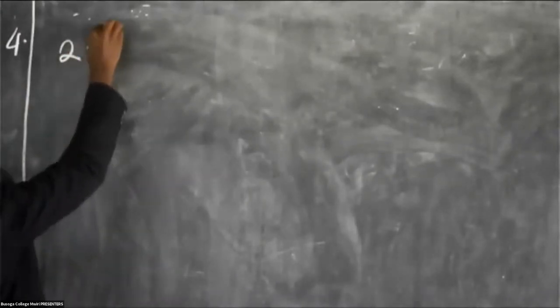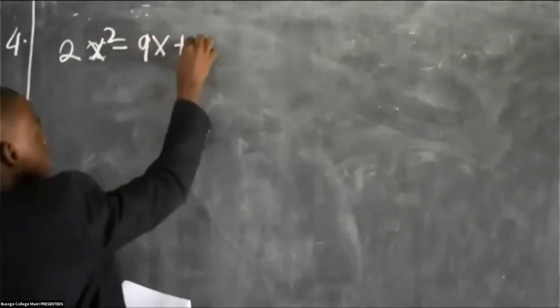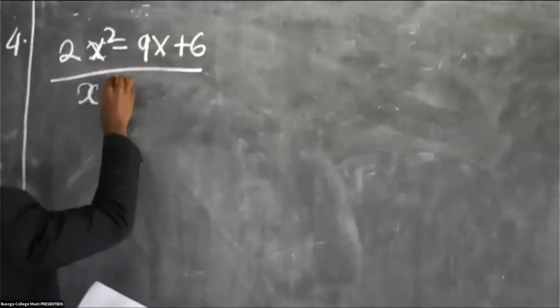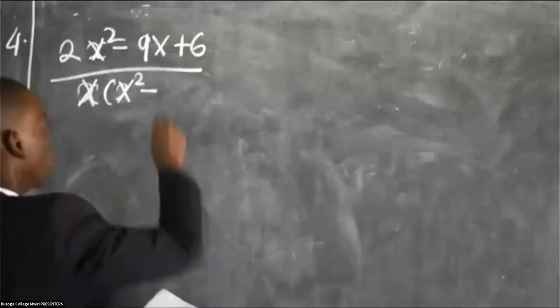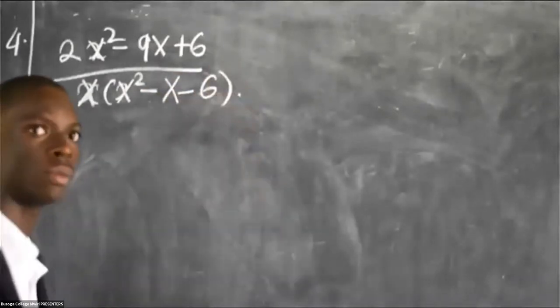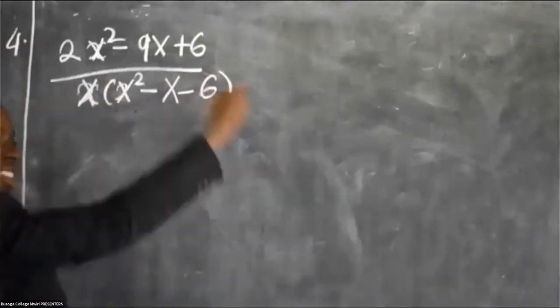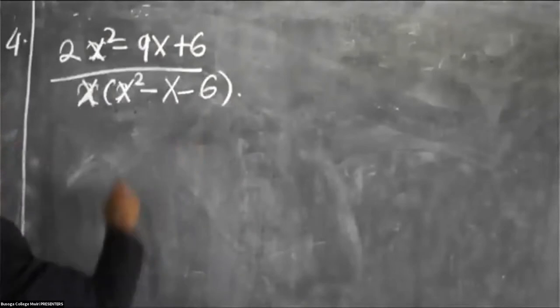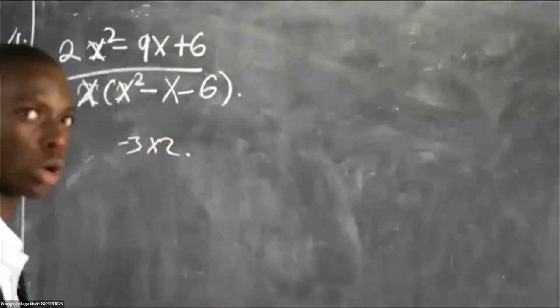Number four. Since 2x squared minus 9x plus 6 out of x into x squared minus x minus 6, take a look at this quadratic. When you multiply the coefficient of x squared, which is 1, by the negative 6, you get negative 6. Now, looking at the factors of negative 6, you have a negative 3 and a positive 2. When you sum them up, you get negative 1. We are going to factorize.